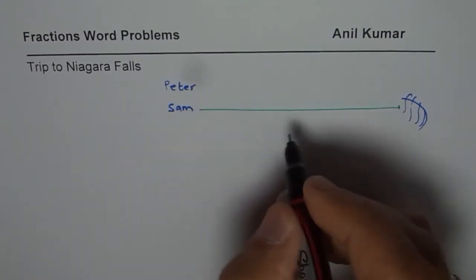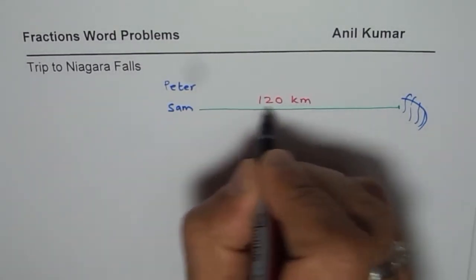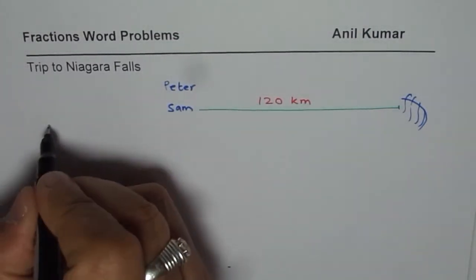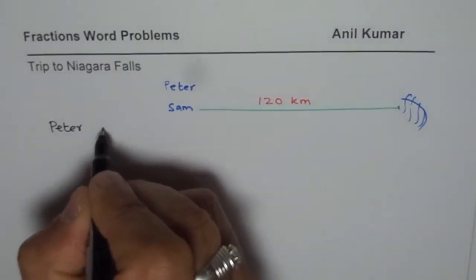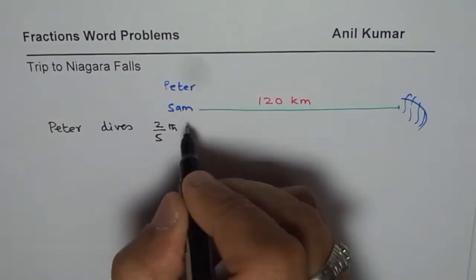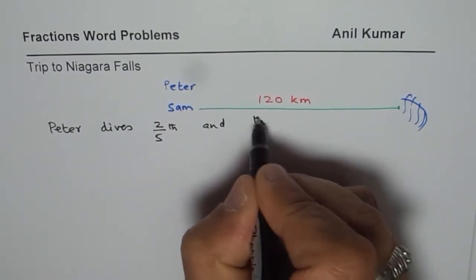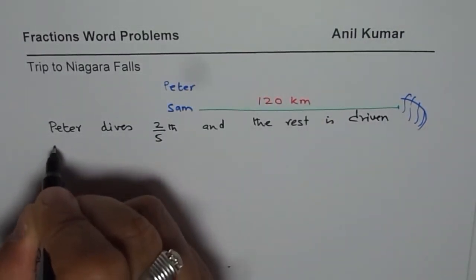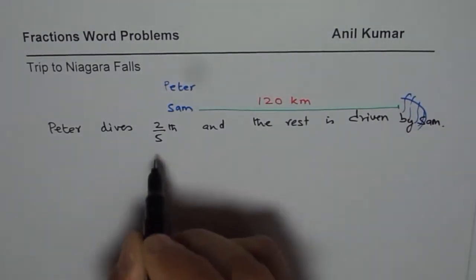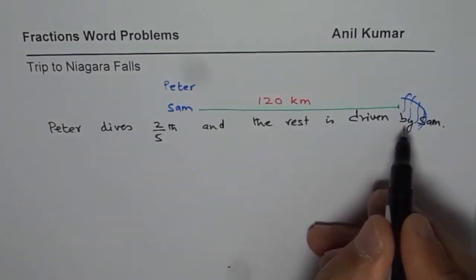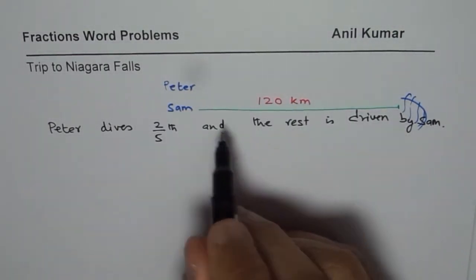And if we assume that this distance is 120 kilometers, then what we need to figure out is how much time do they share in driving, right? So let us say that Peter drives 2/5, and the rest is driven by Sam, let us say, right? Then you need to tell me what distance did Peter drive. So it is 2/5 of 120, and Sam drove the rest of it. Okay, so let's figure out how to solve such a question.